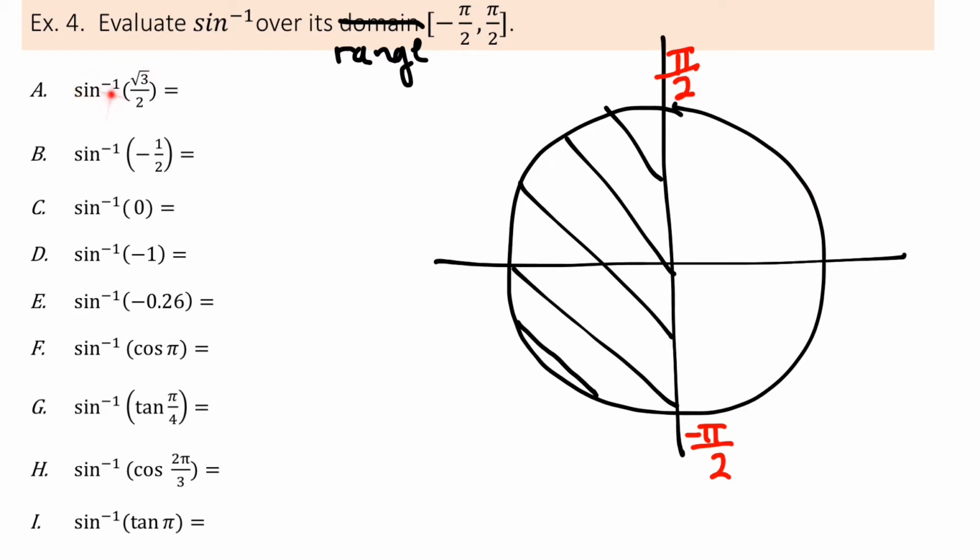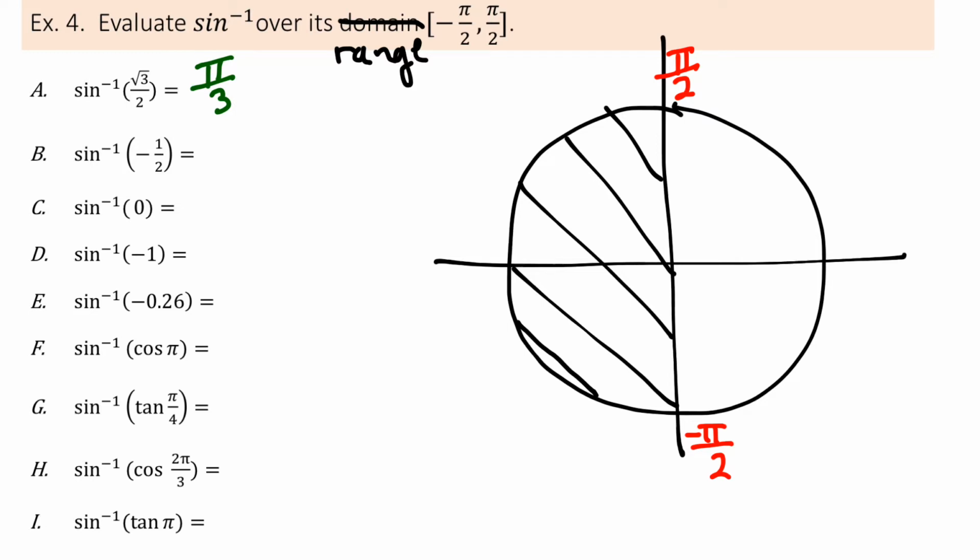So this first one says the inverse sine of root 3 over 2. So the value of sine is your input, and we want to find the angle. So we have to figure out where on the circle the value of the sine is root 3 over 2. So right here, at this angle pi over 3, the value of the sine is root 3 over 2. So that's my answer, pi over 3.